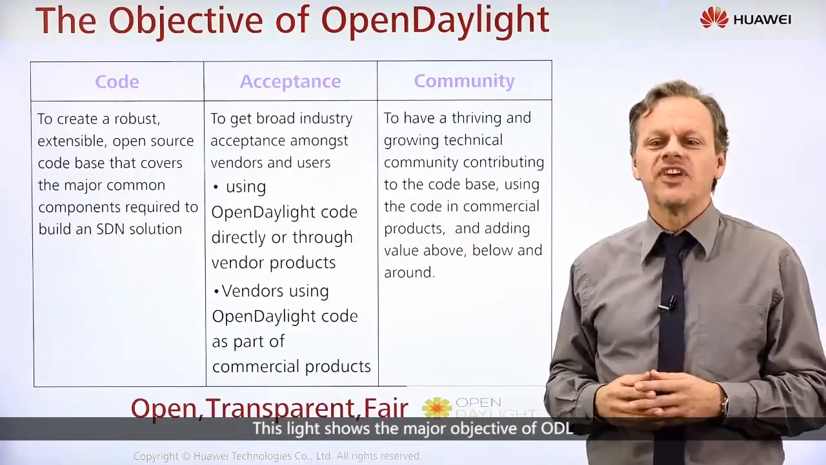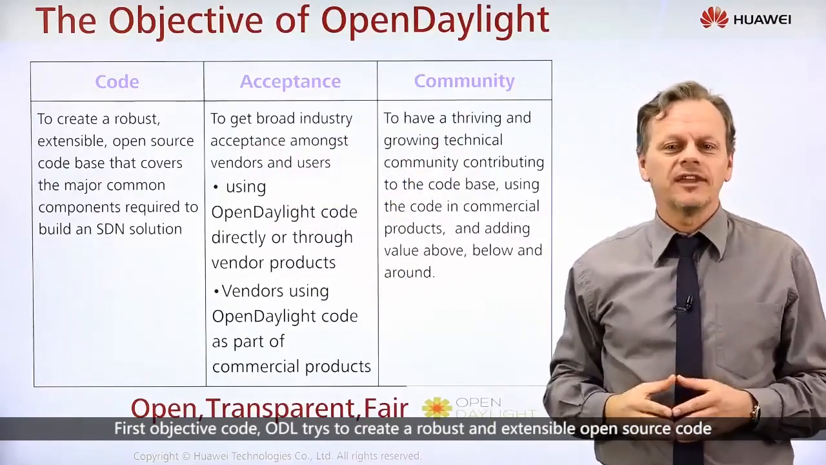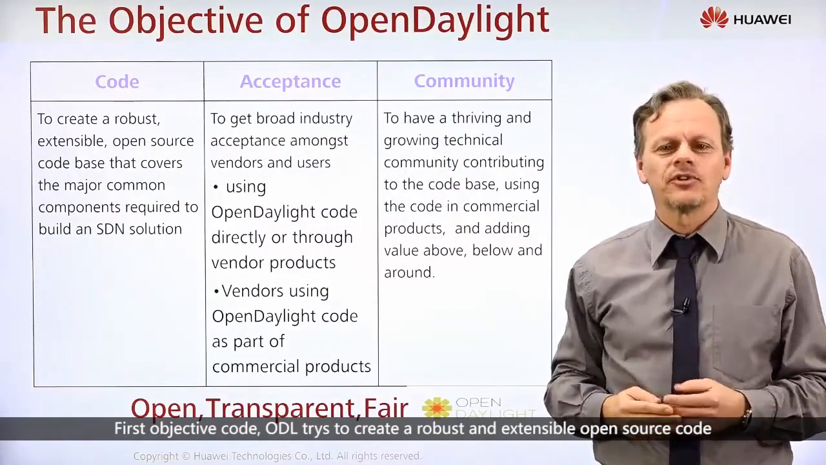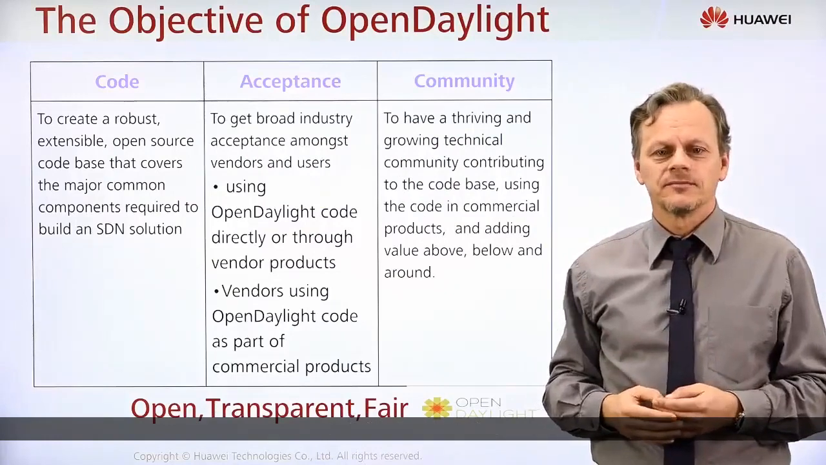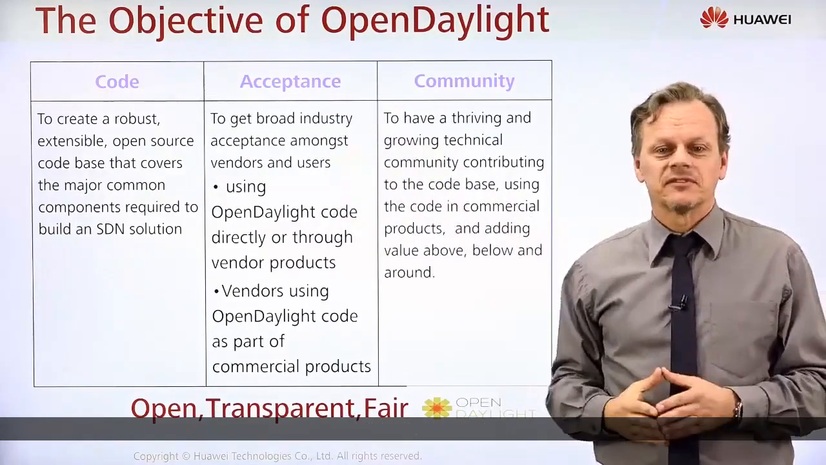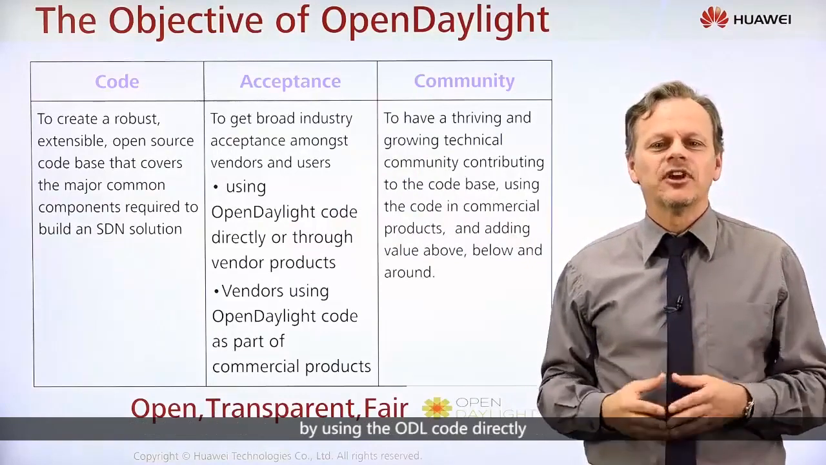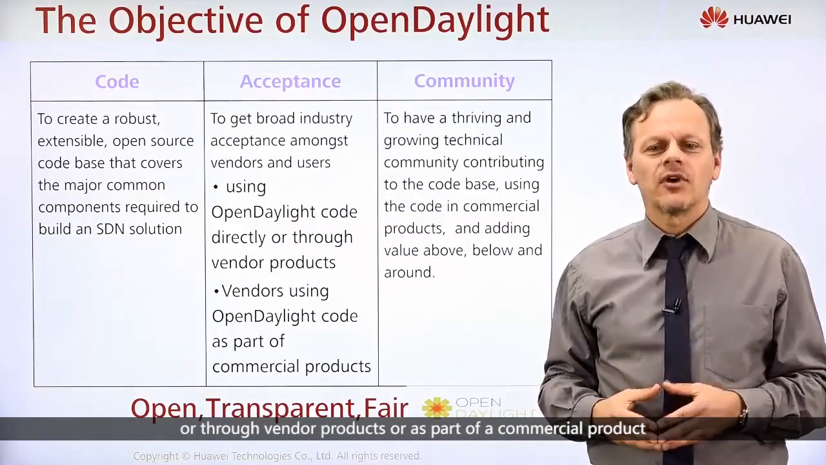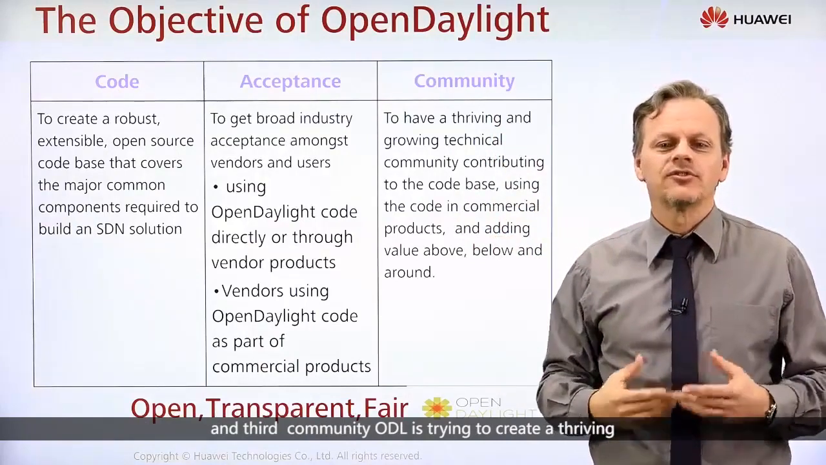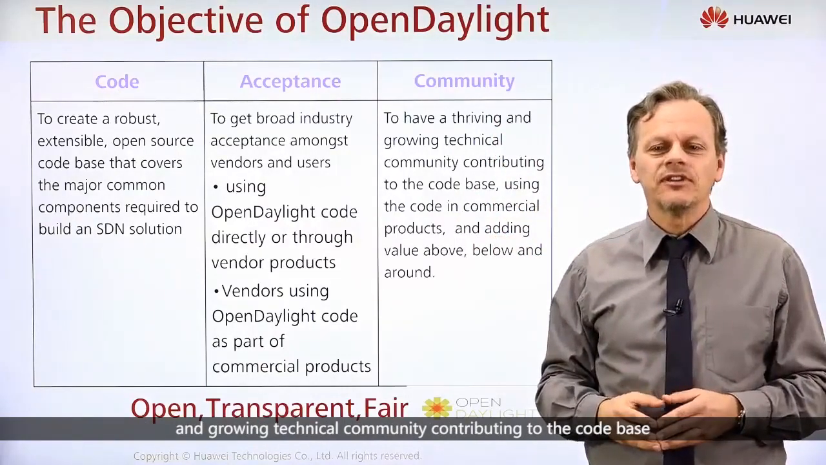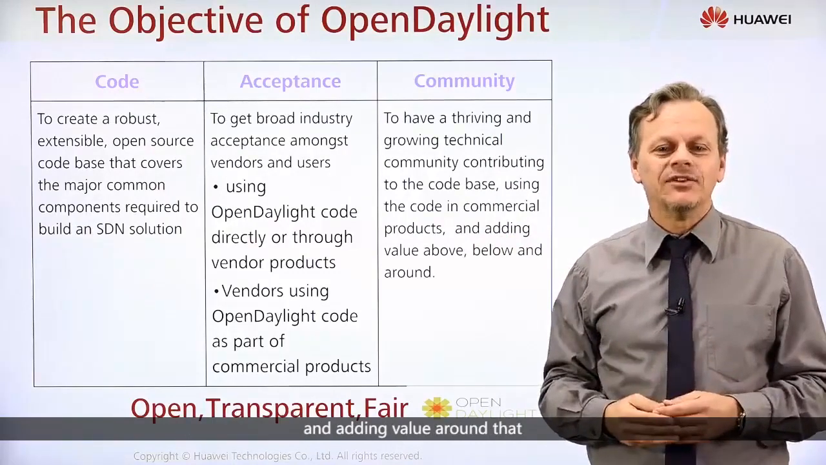This slide shows the major objectives of ODL. First objective, code. ODL is trying to create a robust and extensible open source code which needs to cover the major common components required to build an SDN solution. Second objective, acceptance. ODL is also trying to get broad industry acceptance from vendors and users by using the ODL code directly, through vendor products, or as part of commercial products. And third, community. ODL is trying to create a thriving and growing technical community, contributing to the code base, using the code in commercial products and adding value around that.